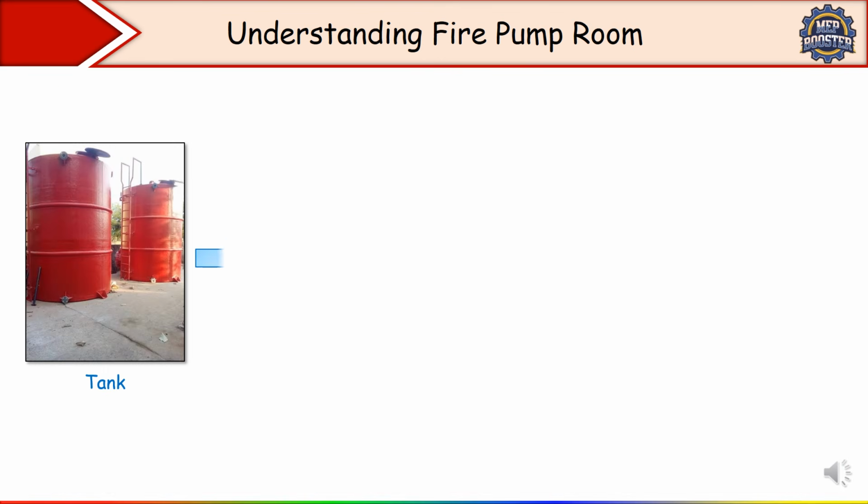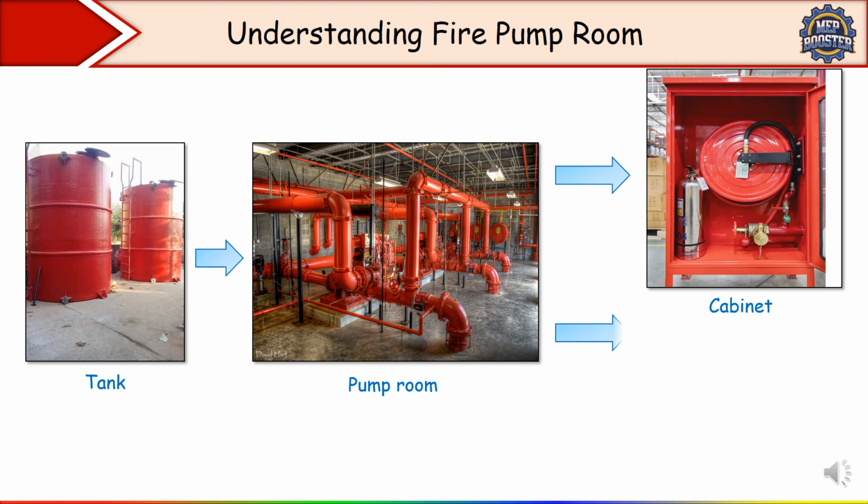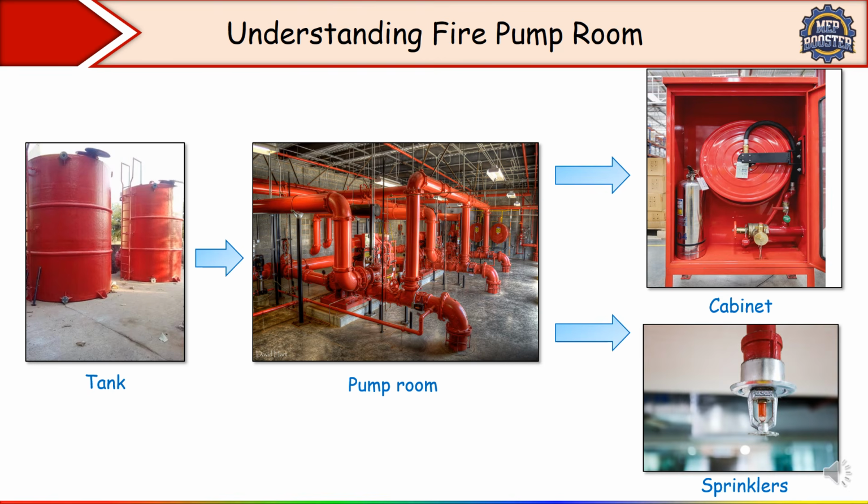Here you can see the tank, then pump room. You can collect the water into the storage tank. Then from the storage tank, with the help of this pump, we are taking the water from the underground tank and you can supply it to the sprinkler system. Okay, to the hose reel cabinet. Is it clear?